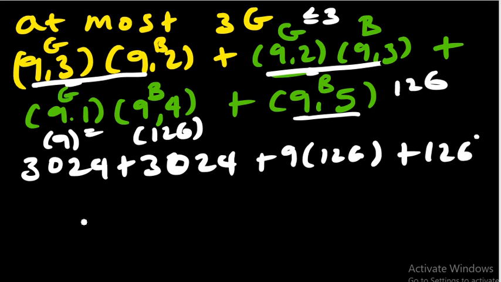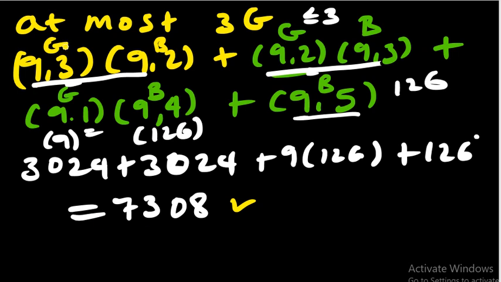When you finish it, the answer is going to be 7,308 different ways. It's a very big number actually. So the number of ways of selection or forming the committee, which contains 5 members, at most 3 girls, will be 7,000 something. Imagine.